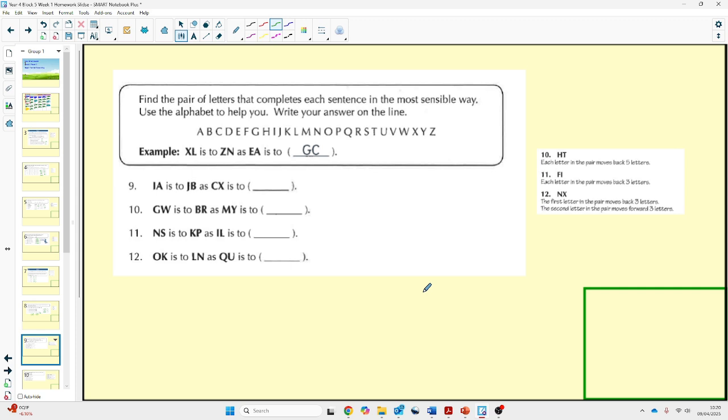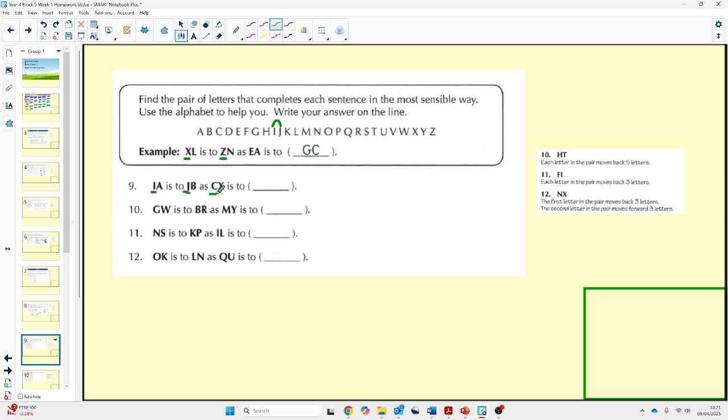Now, these again rely on the use of the alphabet. So it's all about counting. So we're going to be working from the first letter of each pair, and then we're actually going to move to the second letter of each pair, and then apply the same rules to the letters that we're given to work out the codes for. So let's start by doing question 9. So we're going to go from I to J. Let's have a little look and see what that will be. So that is just moving forward 1.